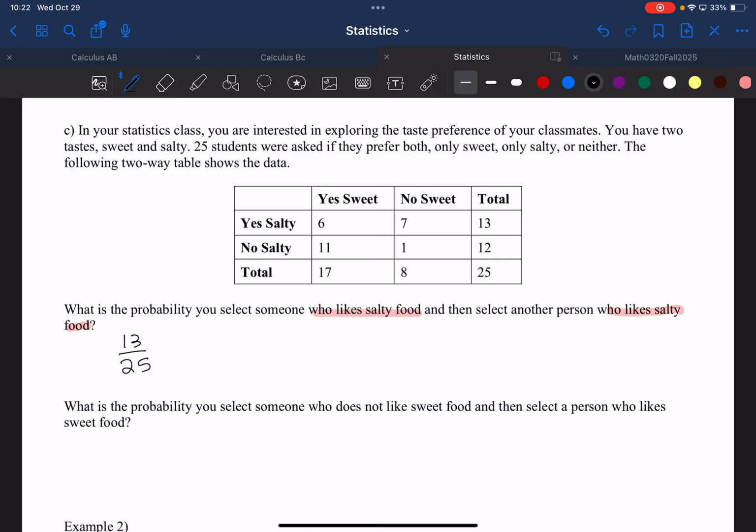25. So if you picked one person who likes salty food, can you pick that same person again? No, so that means there's not 13 people. There's now 12 people you can pick from. And then you also removed it from the total, so is there 25 people? No, there's 24 people. So that would be the next probability. You would multiply those 2 proportions together and get the probability of 0.26.